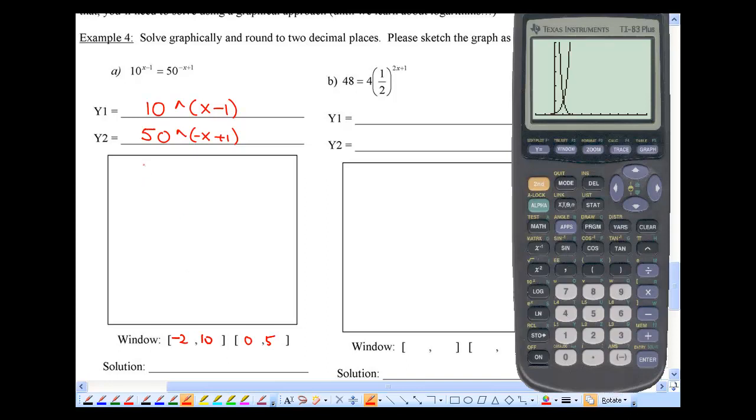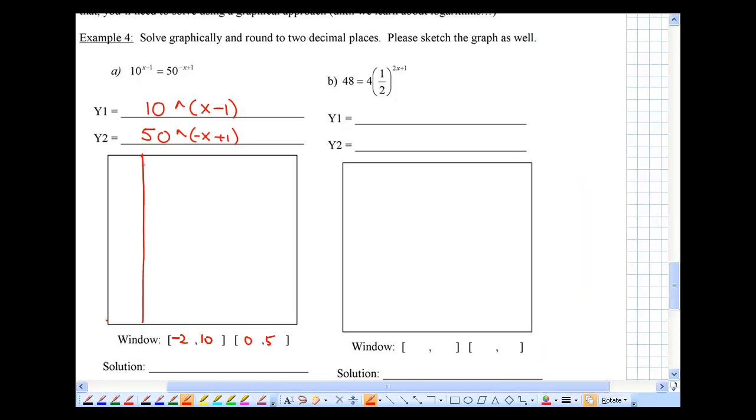Going to do a quick sketch. Here's my axes. Here are my two graphs. One that's going up, which is growth. That's the first one. And then one that's decay. That's the second one. I want to find the intersection points.